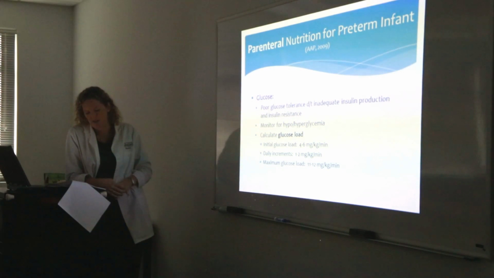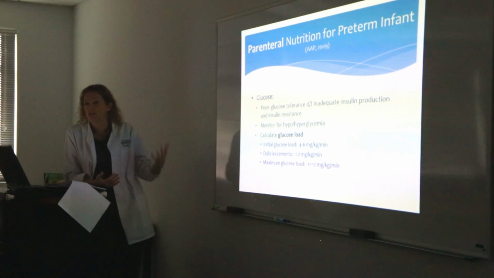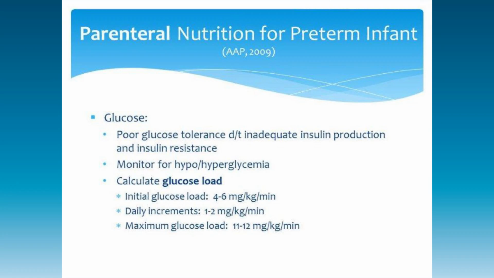Okay, with glucose, premature infants have poor glucose tolerance, and that's because they're not producing enough insulin. Their pancreas is immature, their GI tract is immature, and they may have some insulin resistance. So you really want to watch their glucose levels. You want to monitor for hyperglycemia. It's better to give glucose with amino acids. It's going to help keep their blood sugar more controlled, because the amino acids actually stimulate insulin production. So instead of giving glucose alone, you want to give it with amino acids.